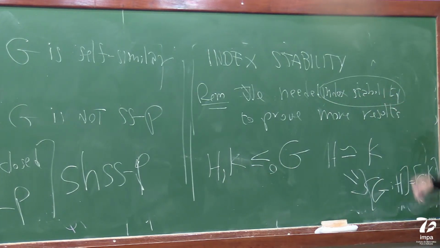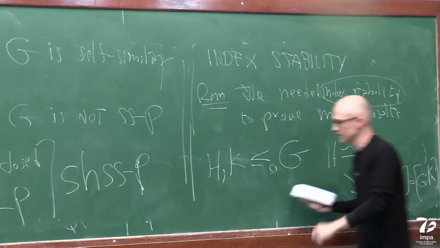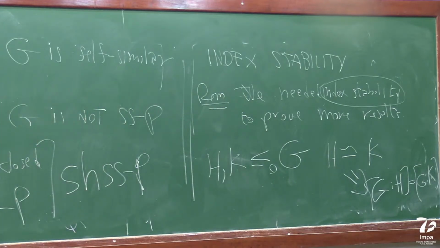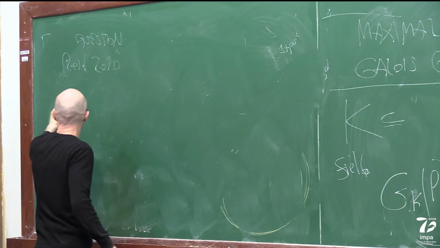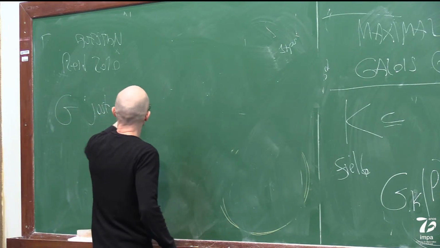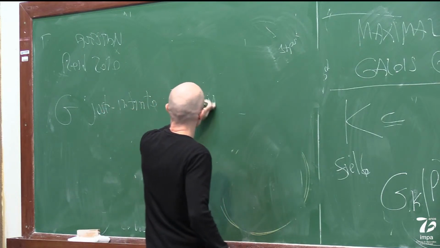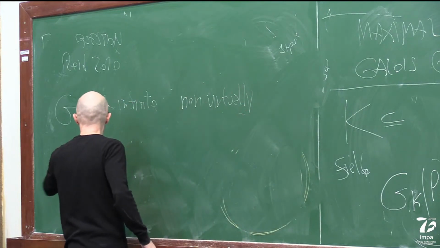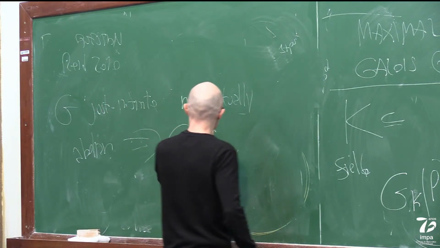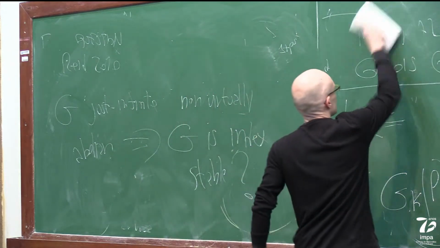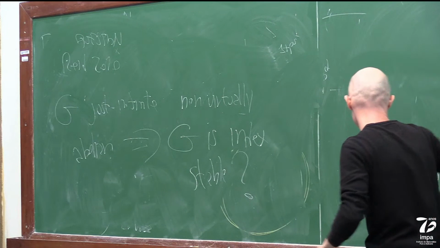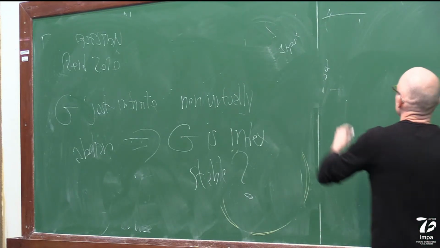A property of this type is needed to get some more results. But as I said, this notion was already studied in other contexts. For instance, there was a question posed by Reid in, I guess, 2010. If you have G, a profinite, or just infinite group which is non-virtually abelian, does this imply that G is index stable? We got a positive answer to this question in the subclass of the p-adic analytic groups through the following theorem.